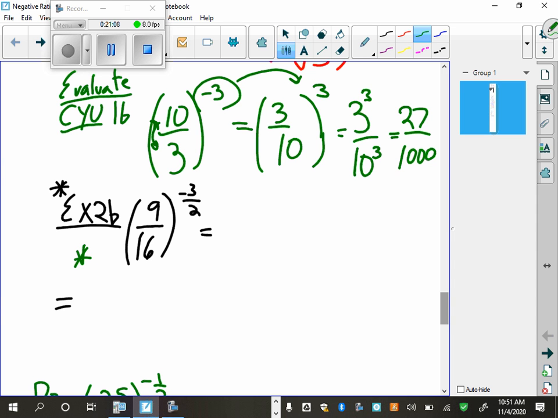So go ahead and flip the exponent and get rid of the negative sign. Sorry, flip the base, flip the fraction, and get rid of the negative sign on the exponent. See if you can do the first step for me, then we'll continue from there.